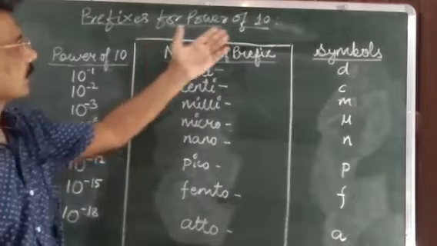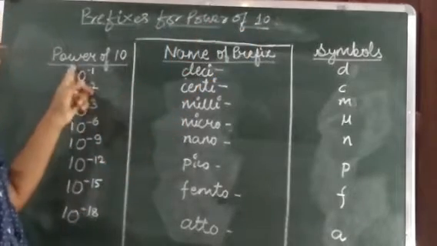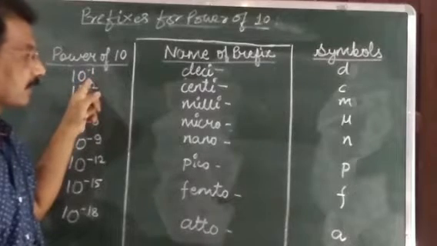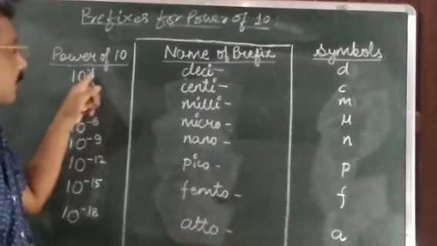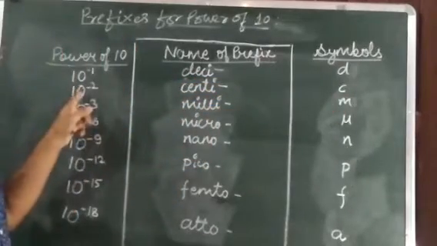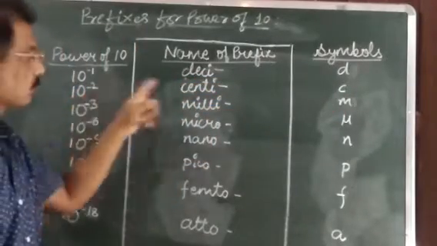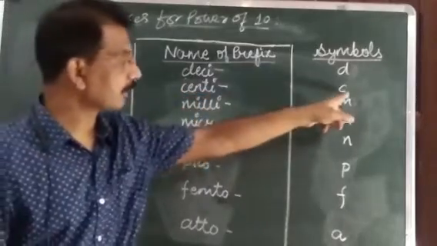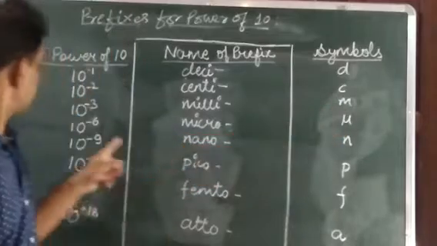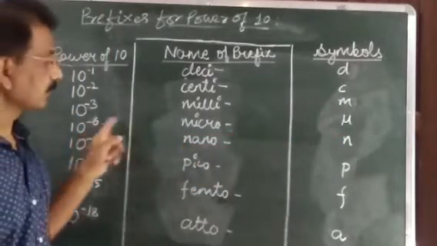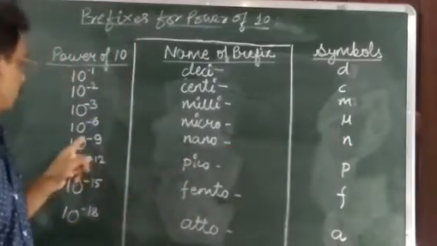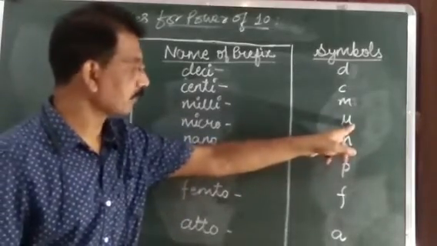Similarly, for a smaller power of 10, like 10 to the power minus 1. 10 to the power minus 1 means 1 upon 10, which in scientific notation you can write as 10 to the power minus 1. This is called deci and denoted by small d. 10 to the power minus 2, this is called centi, denoted by small c. 10 to the power minus 3 is called milli, the small m. 10 to the power minus 6 is called micro, small mu. Or simply you can say mu, not small, mu.